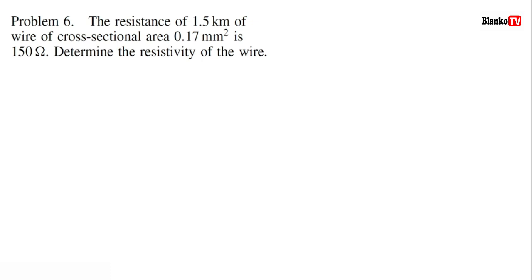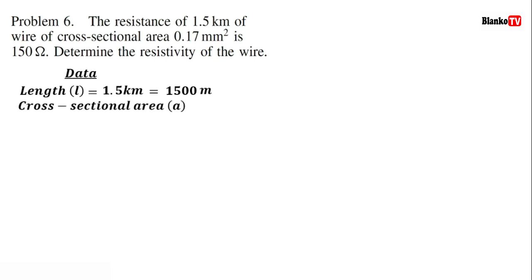Okay, so let's write down our data. We have the length L, which is 1.5 kilometers, which is also 1500 meters. Then we have the cross-sectional area A, which is 0.17 millimeter square. Then we have the resistance R, which is equal to 150 ohms. So we are to determine the resistivity.